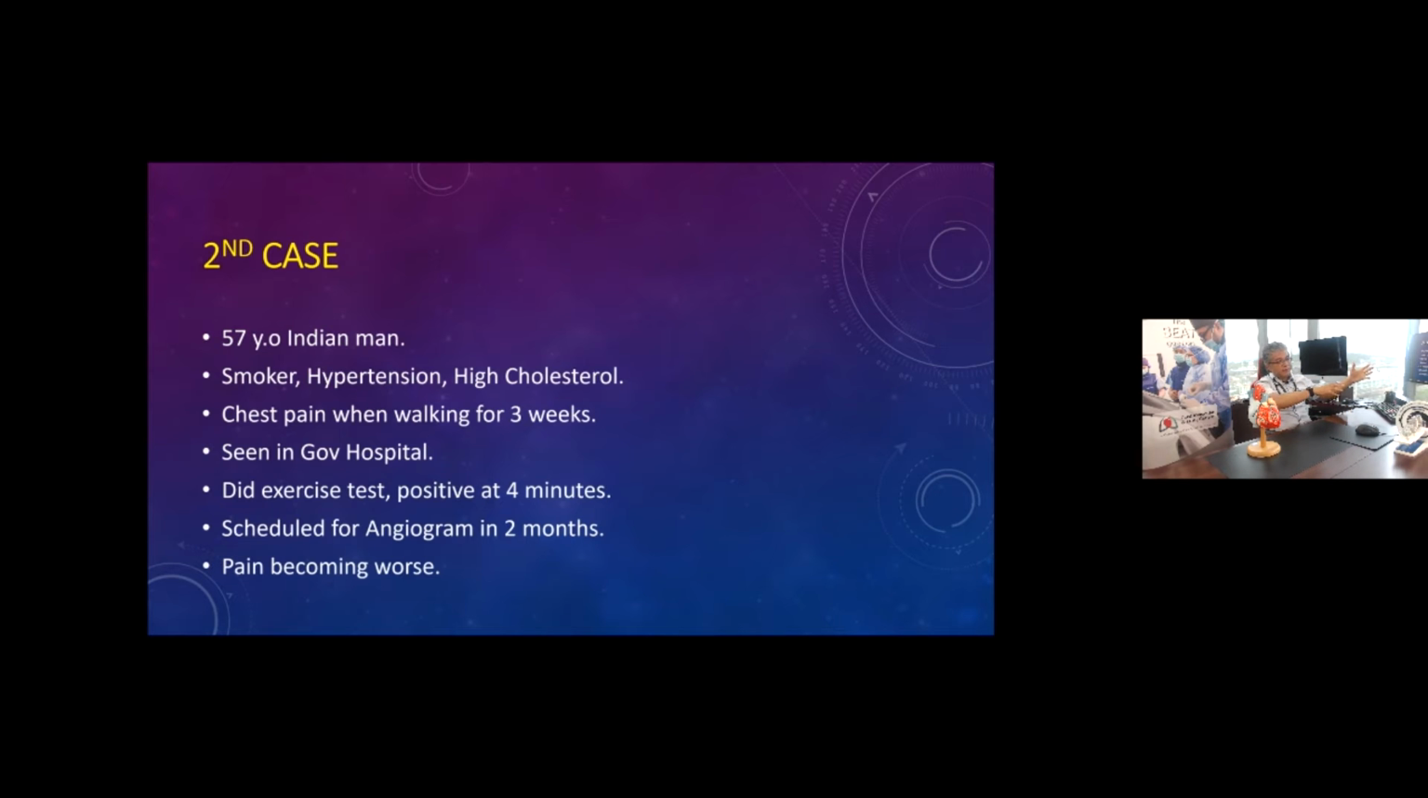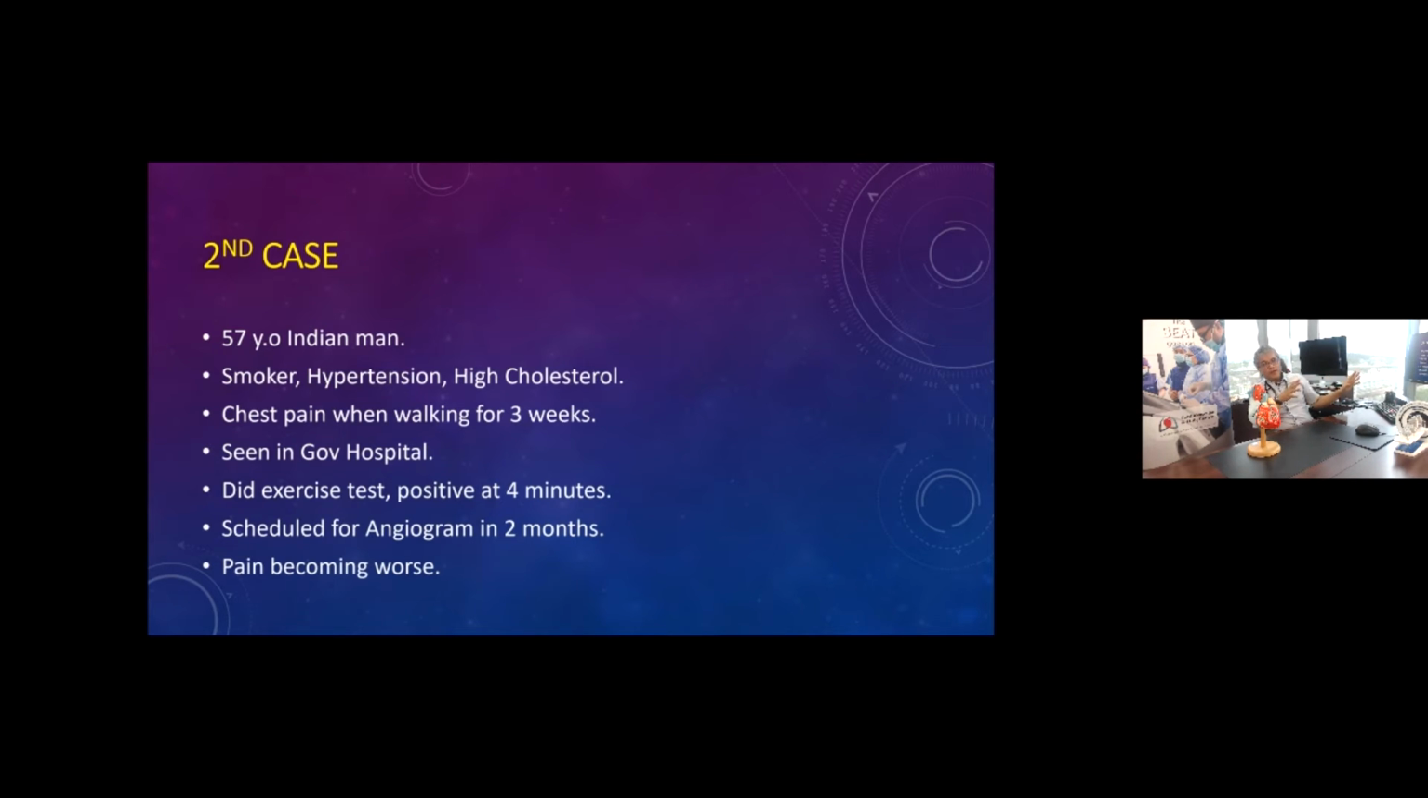So I'll give you an example of a case. This is a 57-year-old Indian man. He has risk factors. So he's a man, he's over 40, he smokes, he has high blood pressure, he has high cholesterol. He's had the high blood pressure and high cholesterol for 5 years. He's been smoking since he was 15. So he's been smoking a lot.